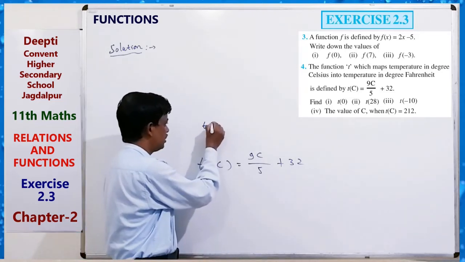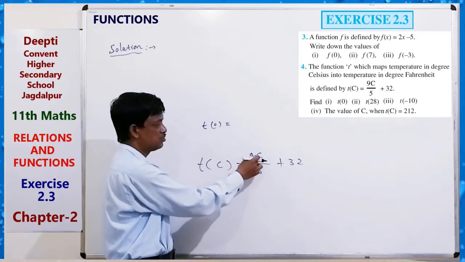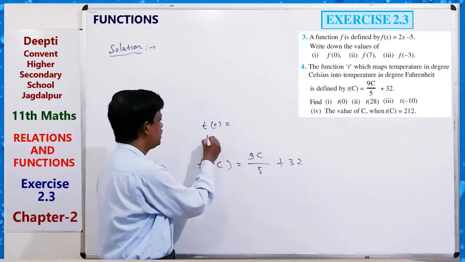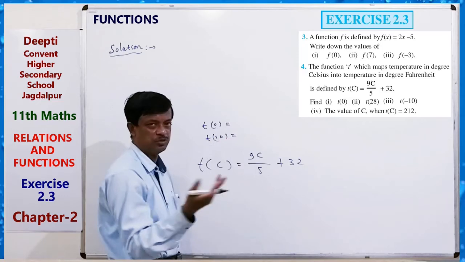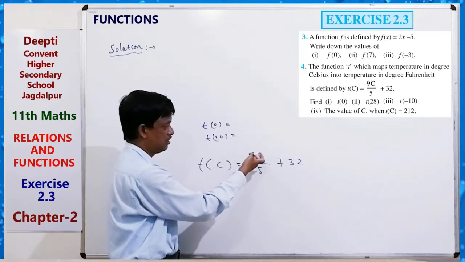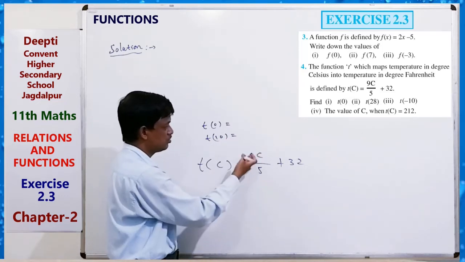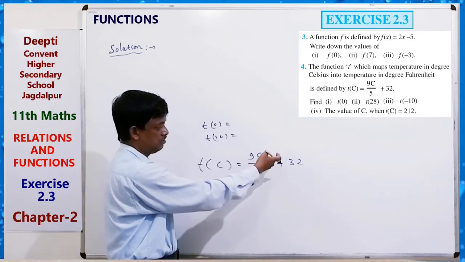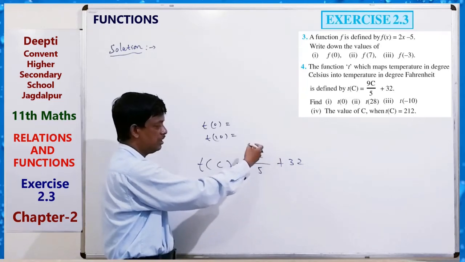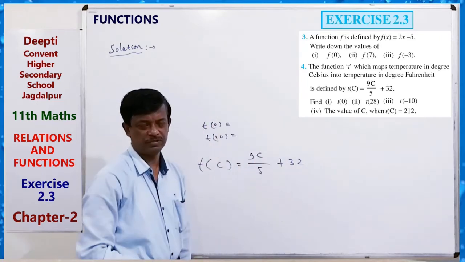T(0) means you have to put C equals 0 and get the result. T(10) means you have to put C equals 10 here. Then T(10) equals 9 into 10, 90 by 5, plus 32. Solve it, so you can get the value.